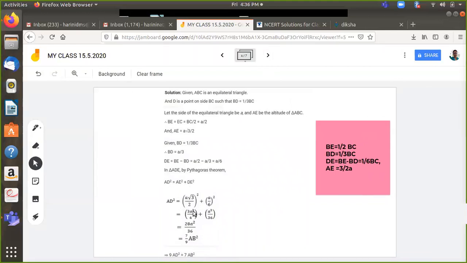So I substitute in the place of AE root 3 by 2 times A, where A is the side of the equilateral triangle. Again, DE I have written as 1 by 6 of BC. Whether it is BC or AB, everywhere you can write it as A units because it's an equilateral triangle. So when I substitute this and simplify, I get this fraction as 28A square by 36. 28 and 36, common factor being 4. So 7 by 9 AB square. In the place of A, I can write it as AB, BC or AC. All the three sides are A. So my AD square will become 7 by 9 times AB square. And hence the proof. So it is simple.